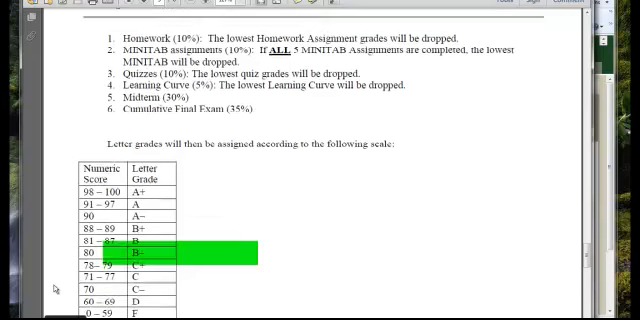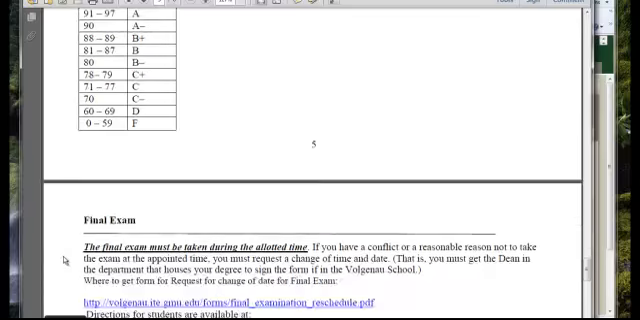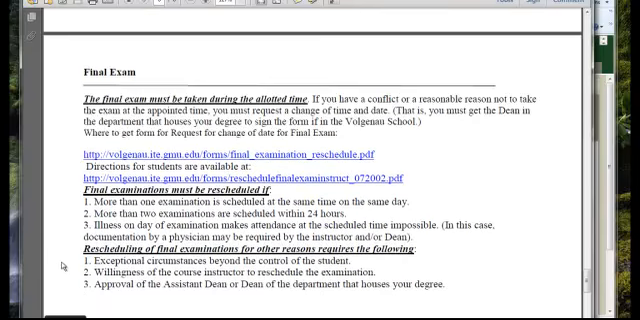Letter grades will be given with this scale in mind. And the reason why you couldn't take the final exam at the time given is right here. Please pay close attention, and if you cannot make this, download that file and give it to me to make sure you can take your exam at a different time. Thank you.